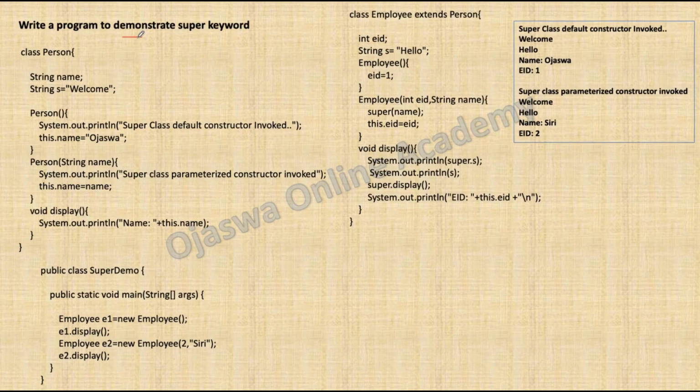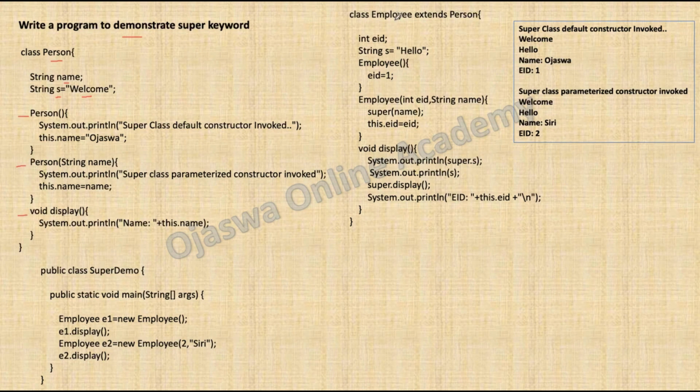Write a program to demonstrate the super keyword. In this program, we are going to see how the super keyword is used with variable, method, and constructor. Super keyword is used in the context of inheritance. So we have a class Person. This is a superclass. There are two instance variables, name and s. Instance variable s has been assigned the value welcome. Then we have a default constructor, a parameterized constructor, and a display method.